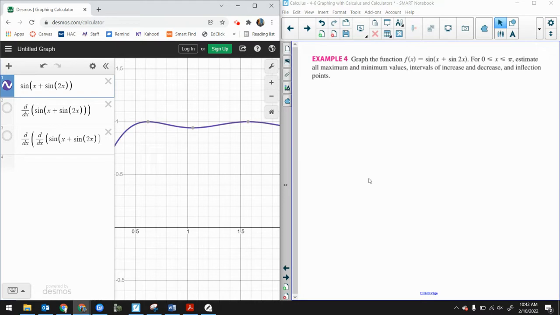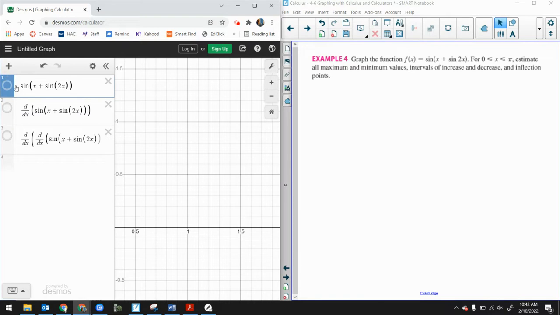Okay? So, moral of the story is this. I need to see screenshots. I need to see basically two sets of screenshots. The first set is all about the intervals of increase, decrease, and the maximum minimum values. And you need to define what they are, okay?